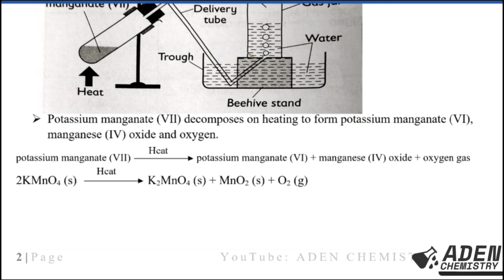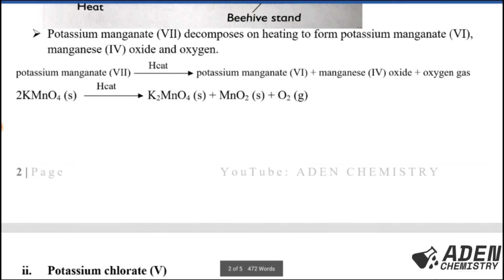In the chemical equation, we are going to have 2 moles of potassium manganate 7 being heated to decompose to give us 1 mole of potassium manganate 6 crystals, and also we're having manganese peroxide and also oxygen gas. That is heating potassium manganate 7.